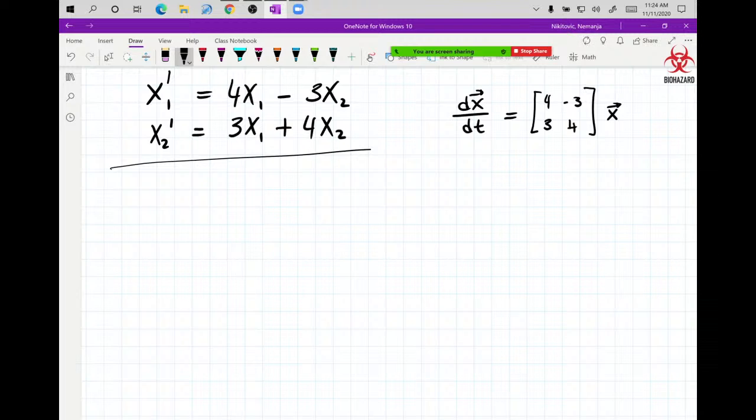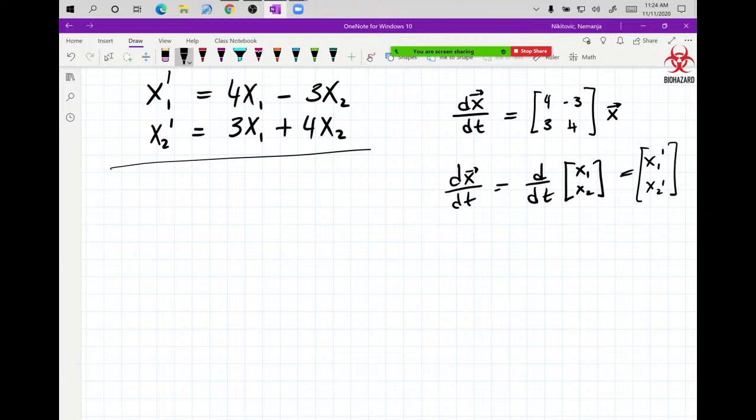So this is my setup. Now, for those of you still struggling with this notation, dx vector over dt is d/dt of the vector which is x1 and x2. So the derivative of x1 would be x1 prime, and the derivative of x2 is x2 prime, still in the column vector. The same thing with the vector x, which is x1, x2. So that's just to help you with the notation so you can understand this.